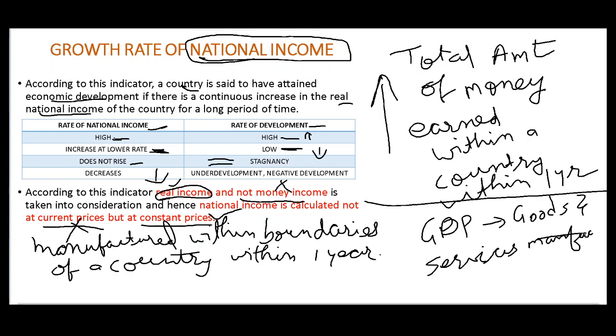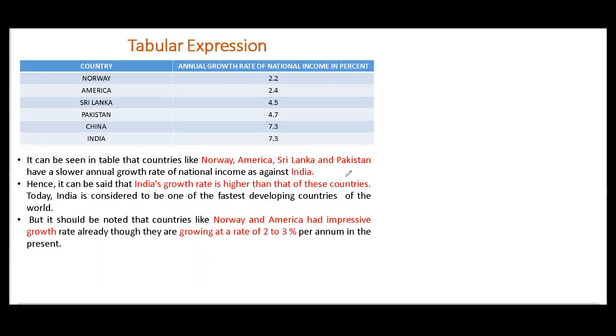Now the second thing is the tabular expression of the growth rate of this indicator. Countries are given: Norway, America, Sri Lanka, Pakistan, China and India. Their annual growth rate of national income in percentage is given. Norway has a 2.2% growth rate, America has 2.24%, and Sri Lanka has 4.5%.